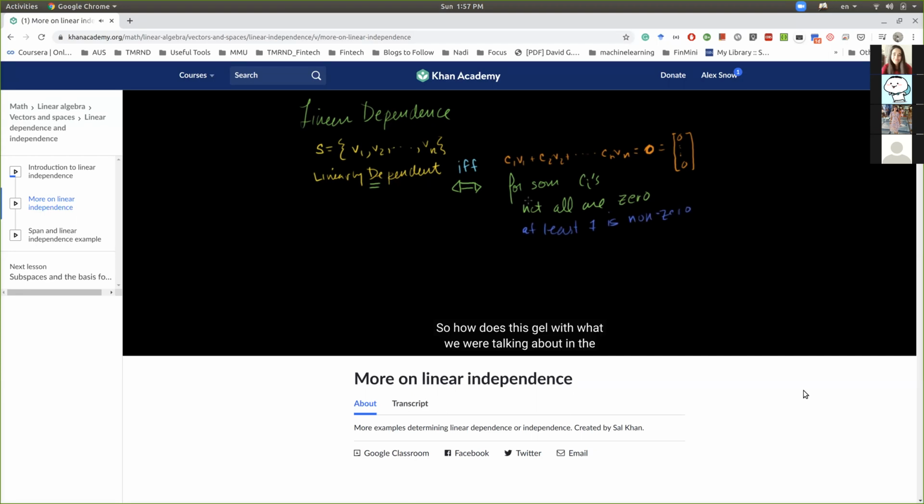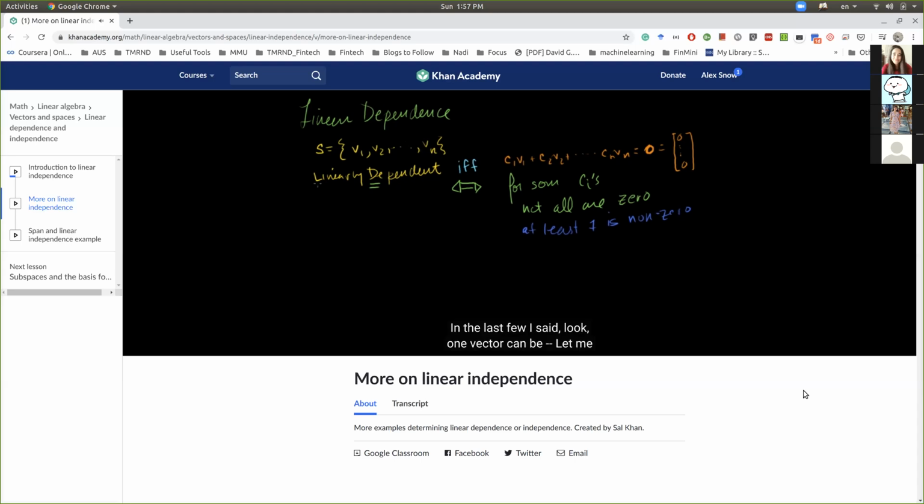So how does this gel with what we were talking about in the previous video, where I said, look, a set is linearly dependent if one of the vectors can be represented by the combination of the other vectors. So let me write that down.